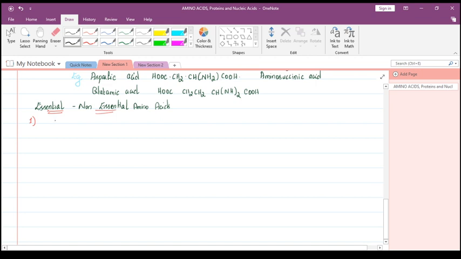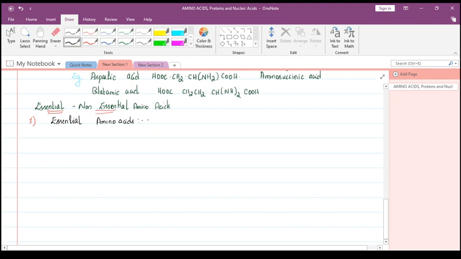The first one is essential amino acid. The term itself says these are amino acids whose absence in the body retards the growth and may even cause death. These are very essential. Without these, the human body cannot function. That's why they are called essential amino acids. The body cannot synthesize these amino acids, and you have to provide them to the body through your diet.